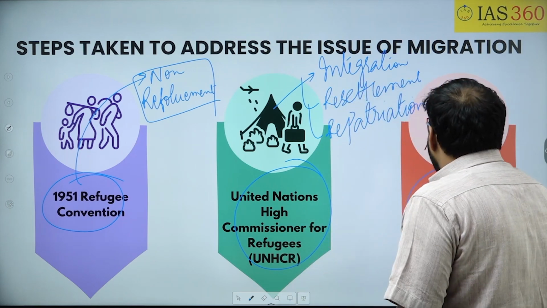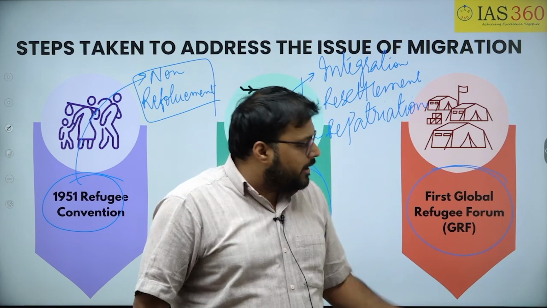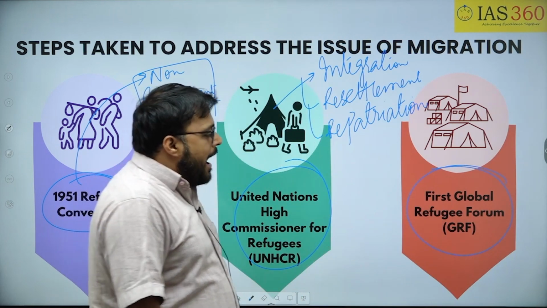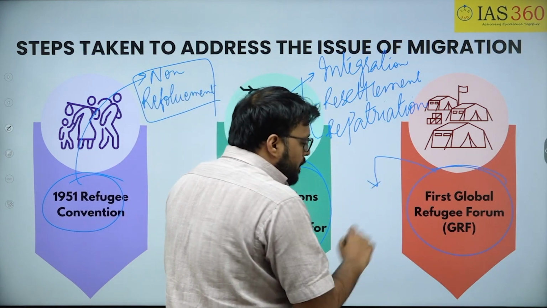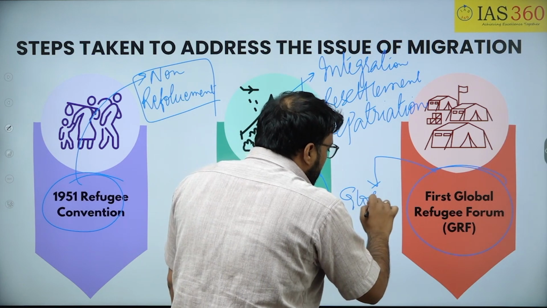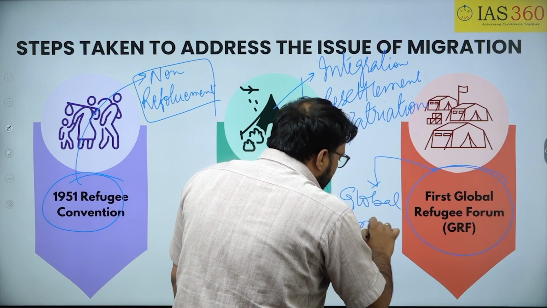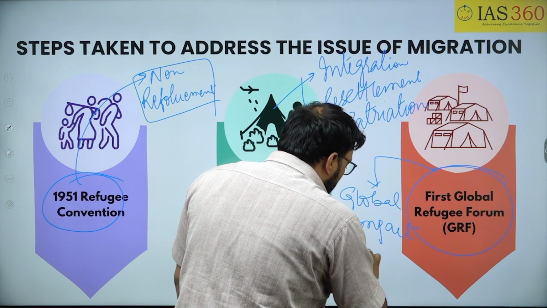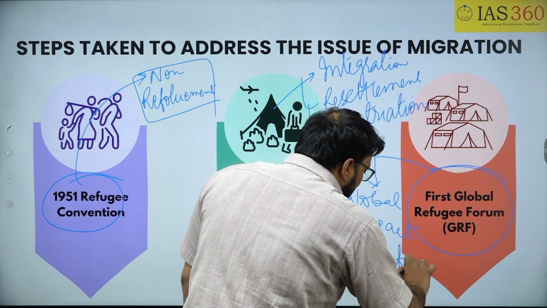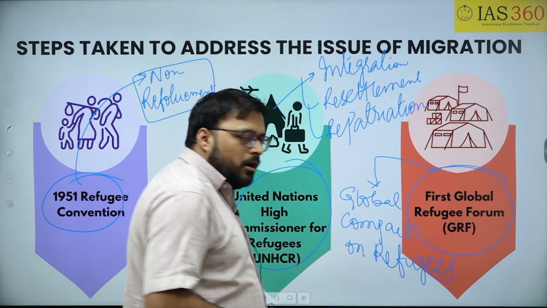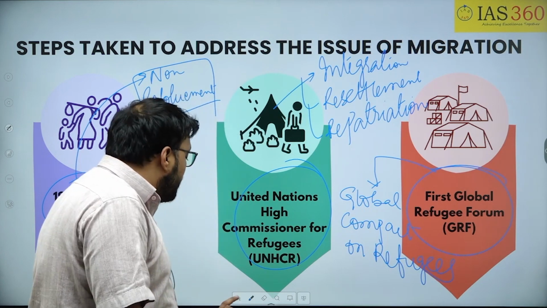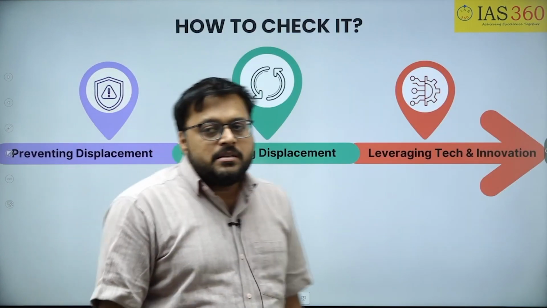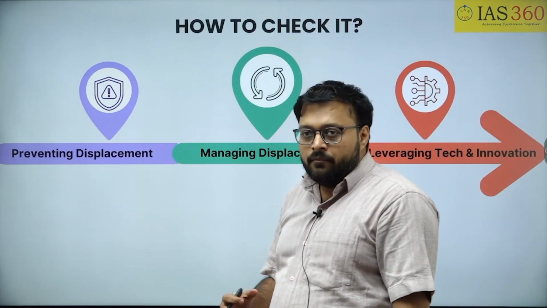And the last one is the Global Refugee Forum. It was organized in 2019 for the implementation of the Global Compact on Refugees. And this Global Compact on Refugees focuses on making the migrants self-reliant. Now, lastly, we will see how we can handle this problem.